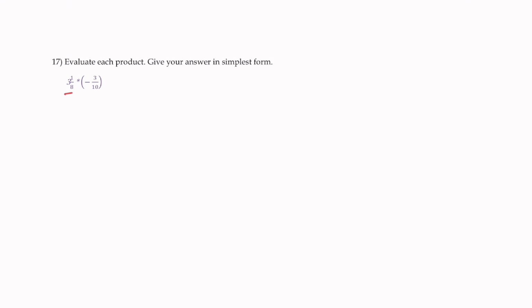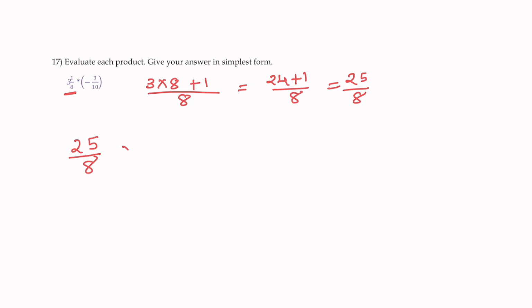The next, let's convert this. 3 times 8 plus 1 over 8, which is 24 plus 1 over 8 equals 25 over 8. And the calculations, 25 over 8 times minus 3 over 10. Time for cancelling the common factors. That's 5 times 5 and 5 times 2.